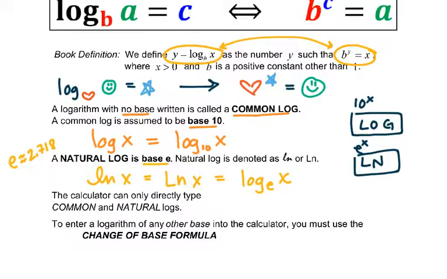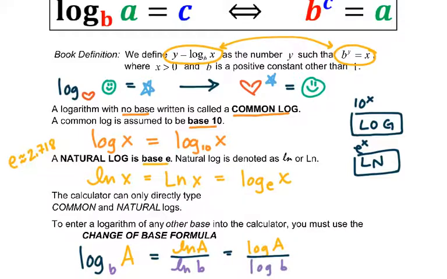So the change of base formula says that if we have log base b of some argument, I'll call it capital A, I can rewrite that as natural log of A over natural log of B, or common log of A over common log of B. Okay, so it's log of the argument over log of the base, and you just need to be consistent using either your common log for both or your natural log for both.